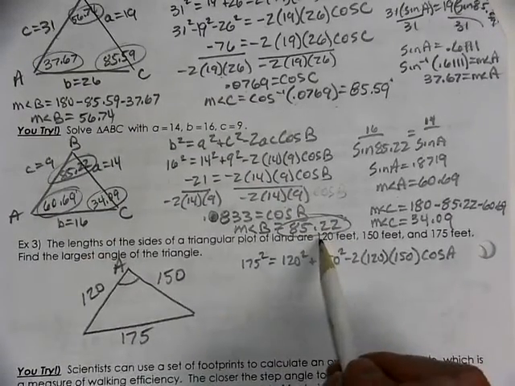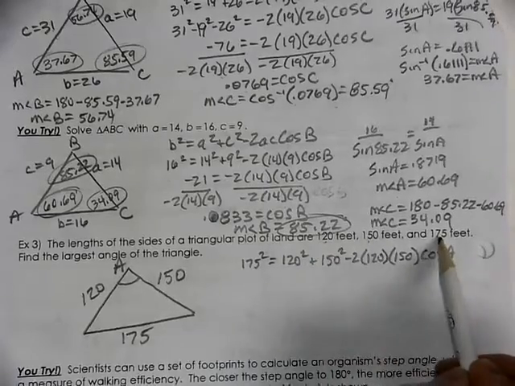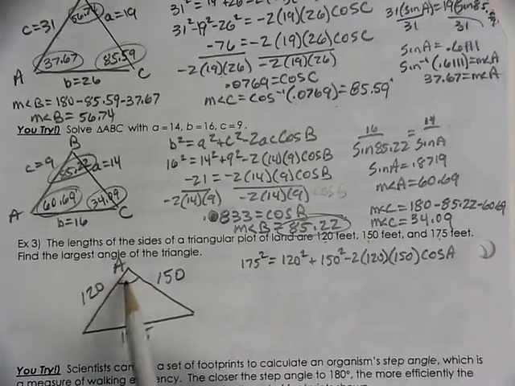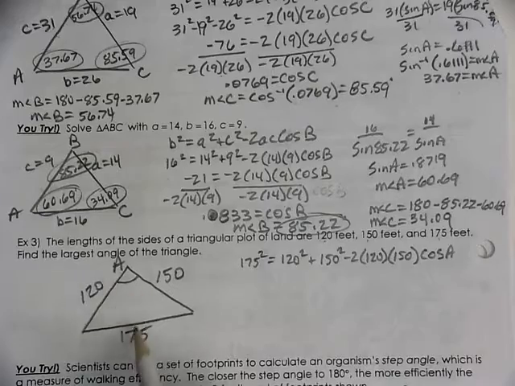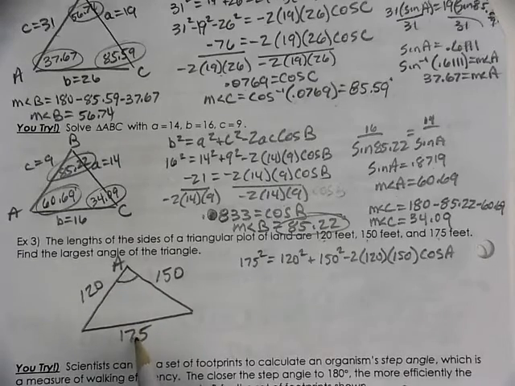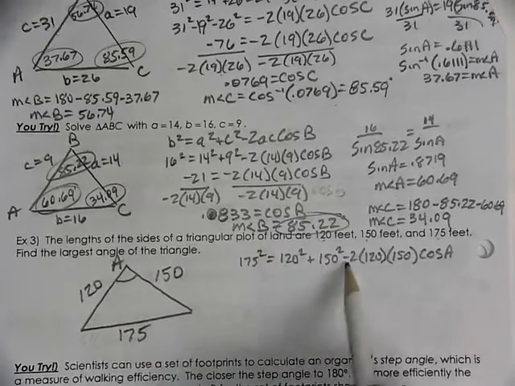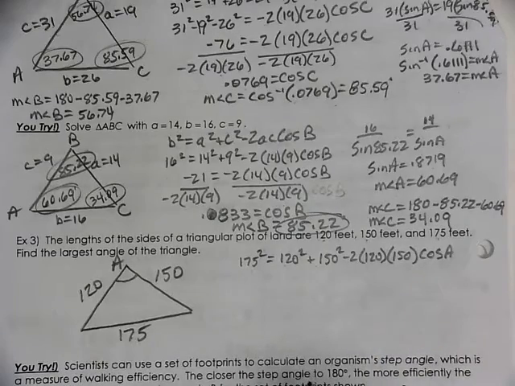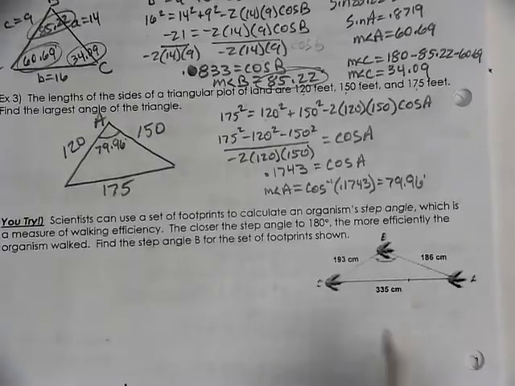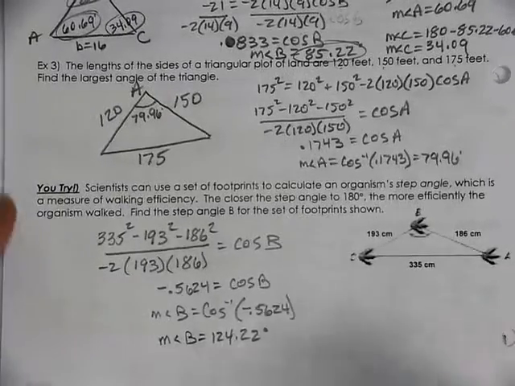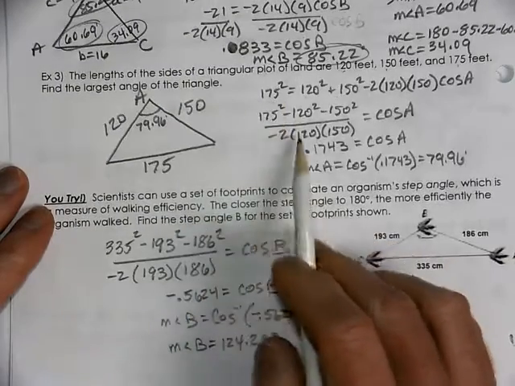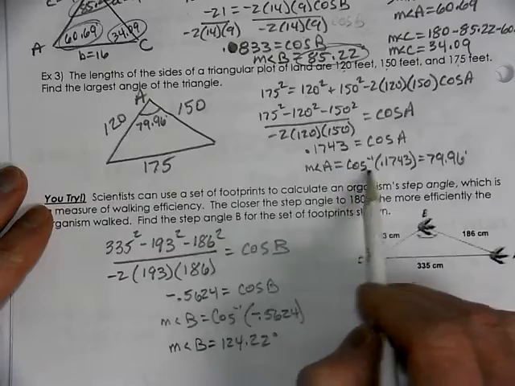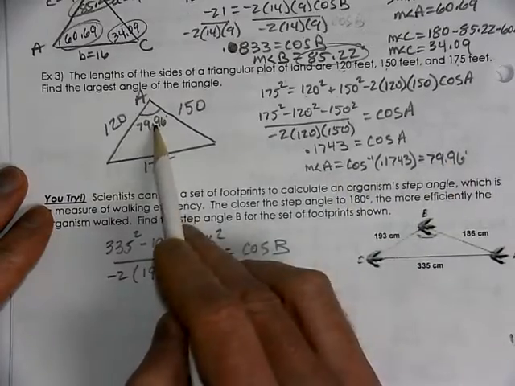For our next question, we use 120, 150, 175. We're solving for the largest angle. We know the largest angle is across from the longest side. So I use my law of cosines to solve for the angle. I'm going to subtract them over and then divide. So here we found out that 79.96.